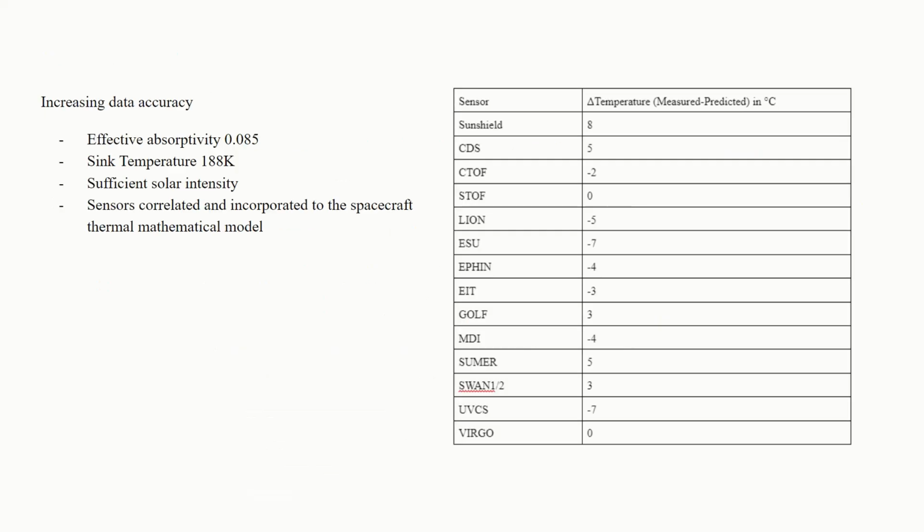This is to increase the accuracy of the data. We changed the effective absorptivity to 0.085, the sink temperature to 188 Kelvin, and the solar intensity is around 1450. We incorporate the sensors and the spacecraft into the mathematical model, and we get a delta temperature between measured and predicted of around plus or minus 8 degrees Celsius, which is good enough, very accurate.